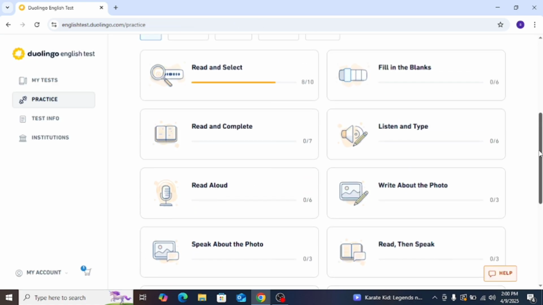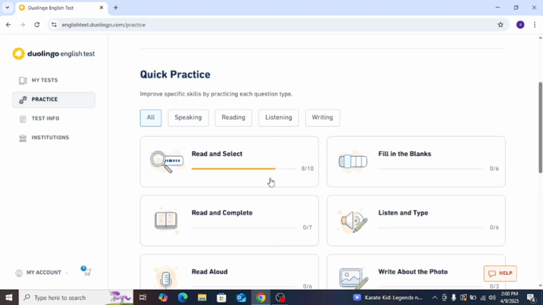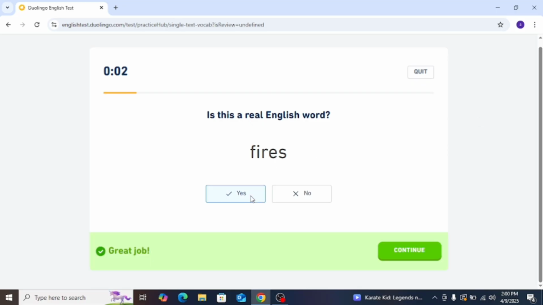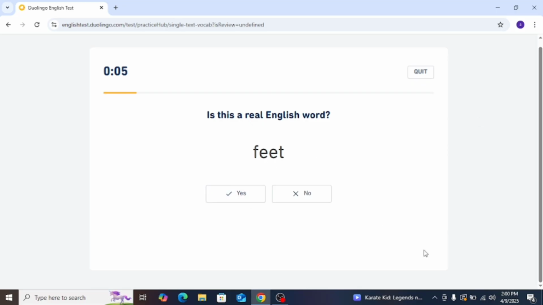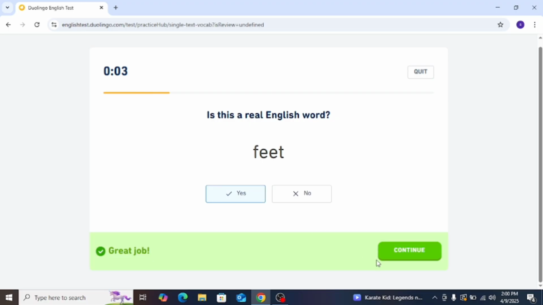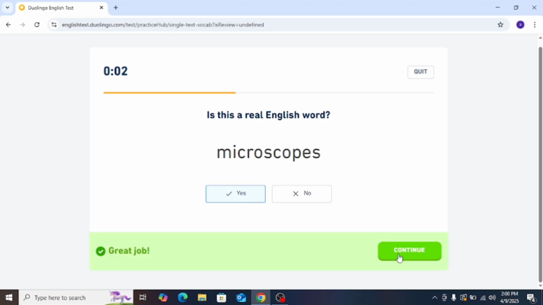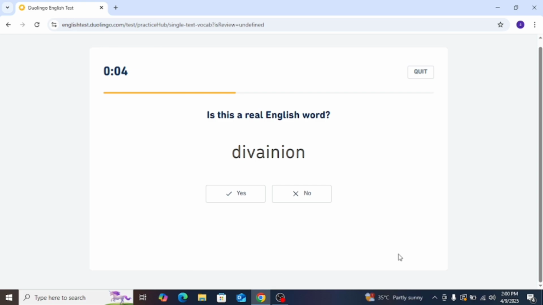Again, I want to practice this model question again. Fire, continue. Feet, olive, microscopes, yes. Devino, no. Closing, yes.